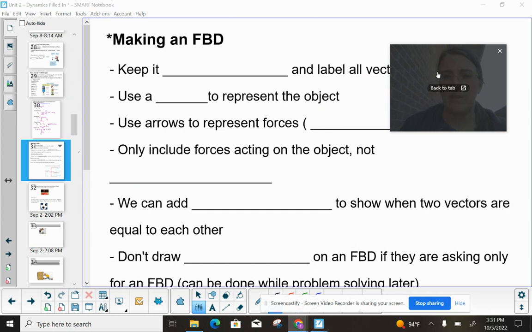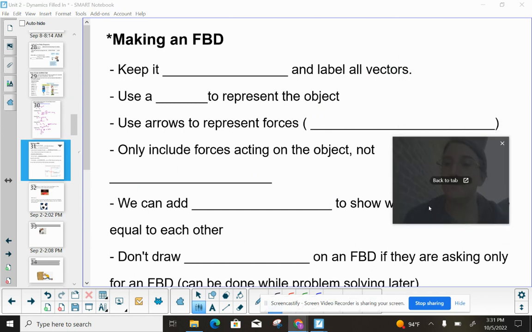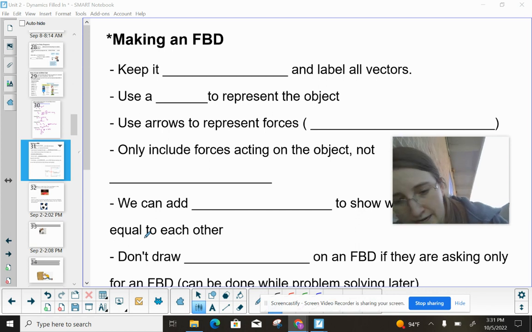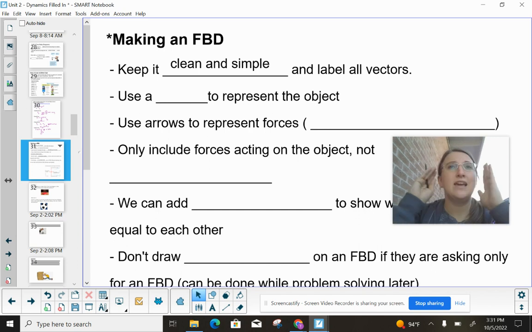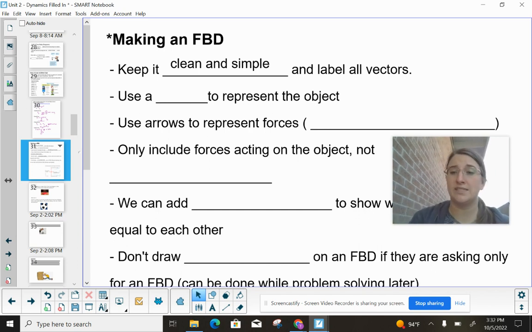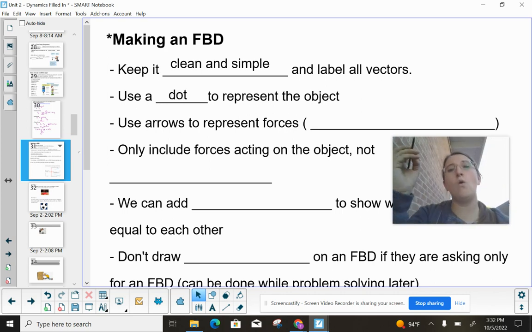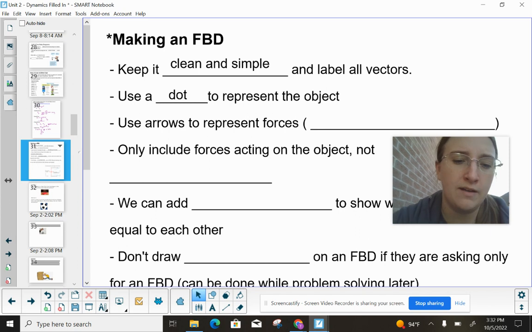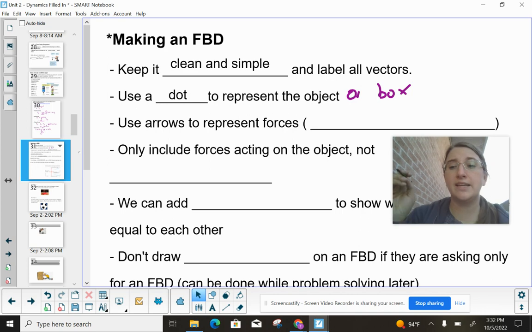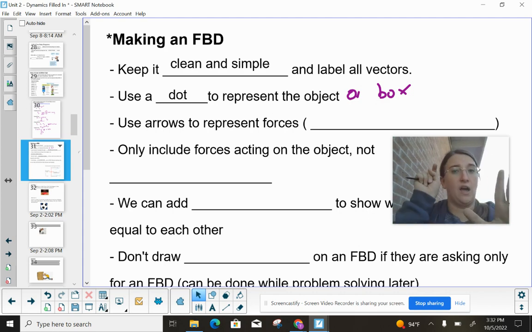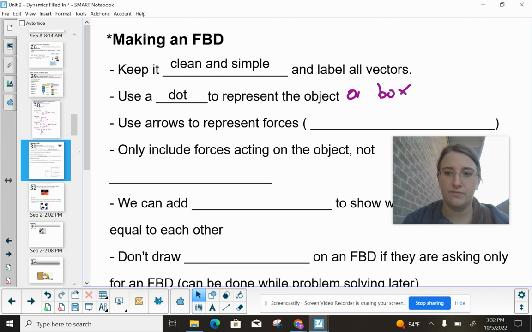So one last slide about making an FBD, and then we are going to finish this up tomorrow. In making an FBD, you need to keep it clean and simple and label all vectors. Even if you're talking about something complicated like forces acting on a person, don't draw a person. We actually use a dot, or sometimes a box, you'll see me do every now and then, to represent the object. Because again, we care about the center of mass. So even if I have forces acting on me, we only care about the center of my mass and the forces acting on that. And so that's a dot, the center of mass.